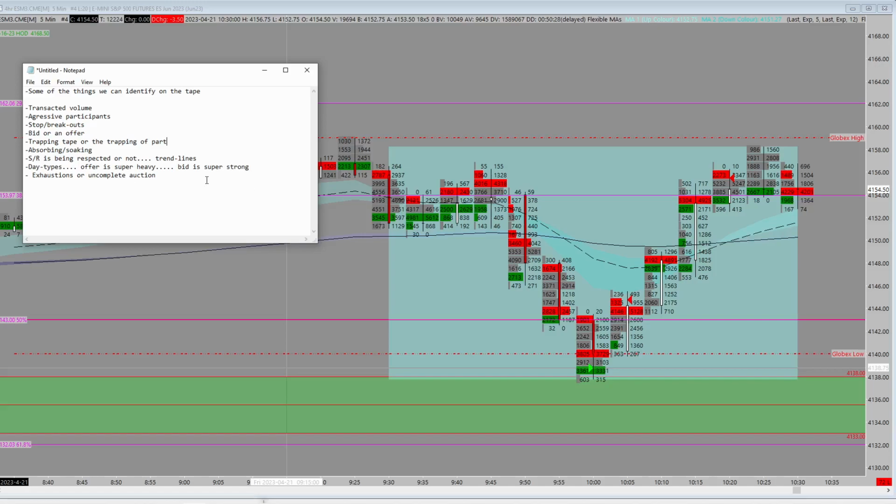So day types, we could see if an offer is super heavy. Maybe you're looking for a long in this area and you see the offer is super heavy, and you say, no, this isn't a tape I want to be long off. You wait until the tape looks right for you. Same thing in reverse, right? So it helps you stay out of trades when you shouldn't be in them. Gives you the patience to wait, right?